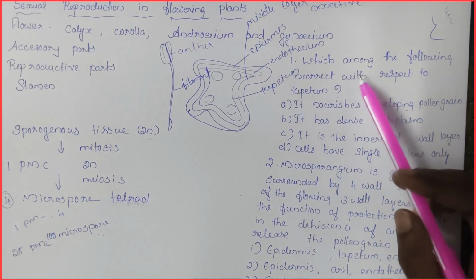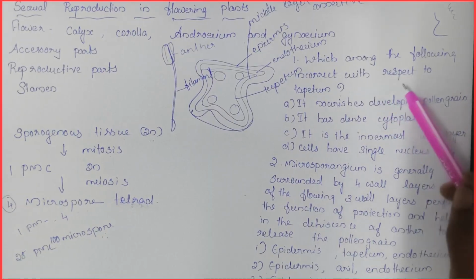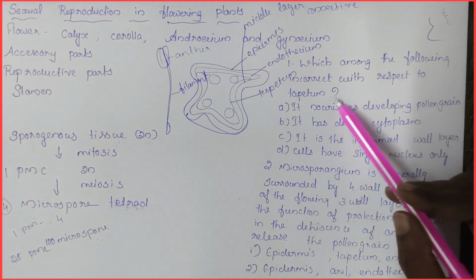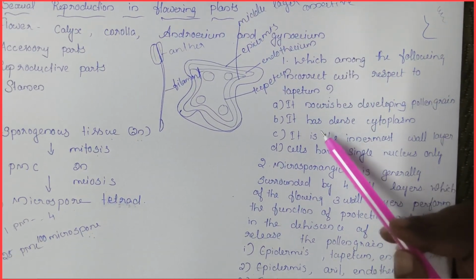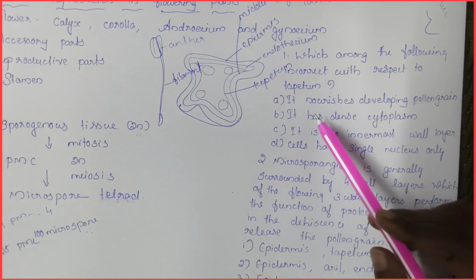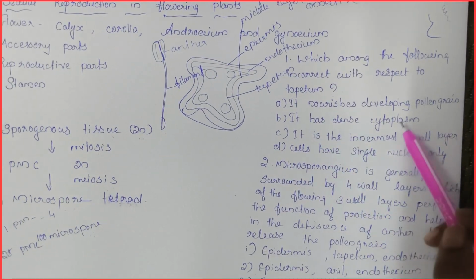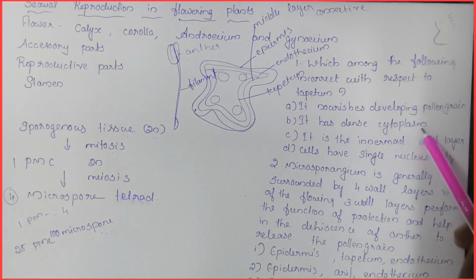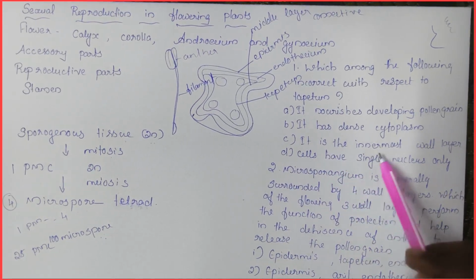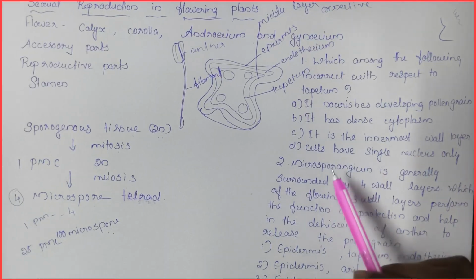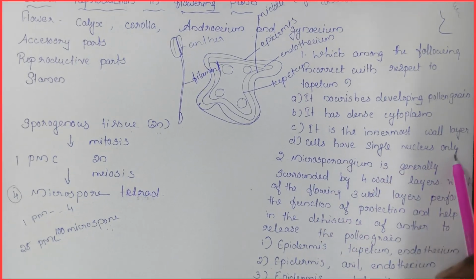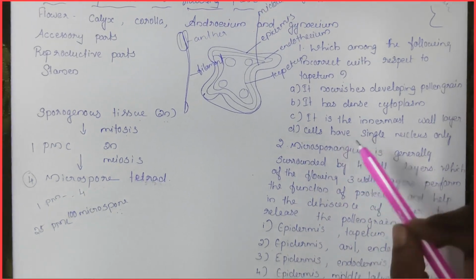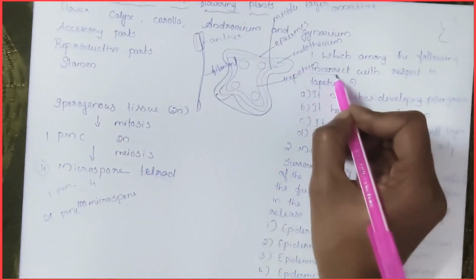One of the questions: which among the following is incorrect with respect to the tapetum? The choices given: first option, it nourishes developing pollen grain. Next option, it has dense cytoplasm. C, it is the innermost wall layer. D, cells have single nucleus only. So here we have to identify the incorrect one, according to the question.